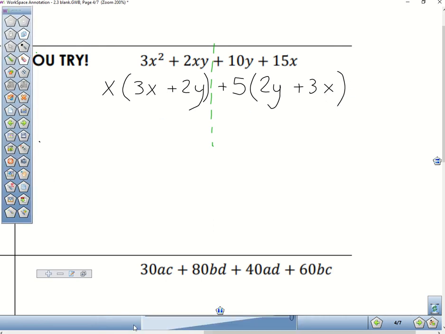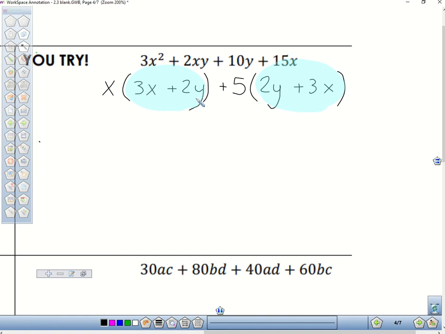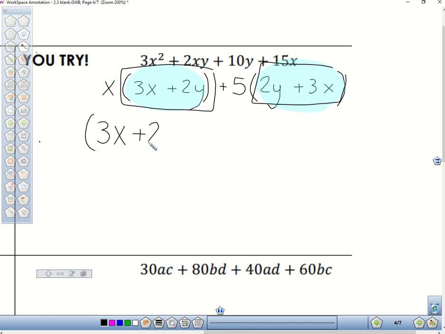So if I erase this dotted line, I now have a full expression. Now, what do you notice about these two? Yeah, they're the same because addition is commutative, right? So it doesn't matter which order I write 3x plus 2y in. It's the same thing as 2y plus 3x. So I can factor out these two terms, right? They're in both. So I can factor this whole thing out right here, here and here. That's going to become 3x plus 2y times x plus 5.